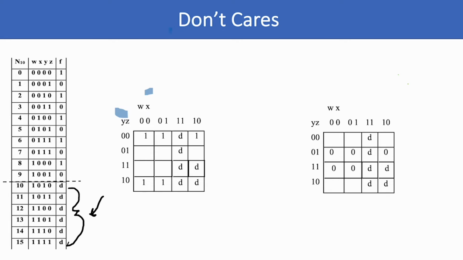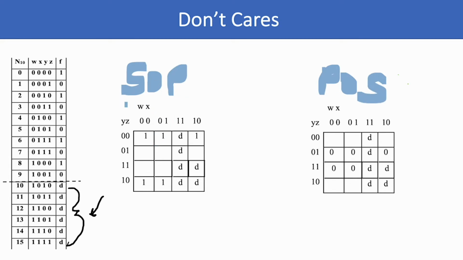Okay? So we're going to minimize this function for both the SOP and the POS. So let's do the ones first. Let's look at these 2 1s right here, and we've got 2 don't cares. Well, we're going to use these don't cares as a 1. So we're going to say, well, we don't care, so they're going to be a 1. How about the other ones here? Oh, they're going to be zeros. Okay, or we don't care.